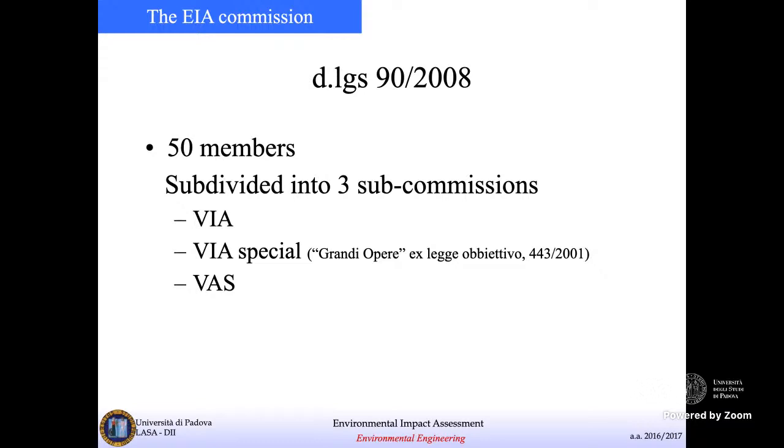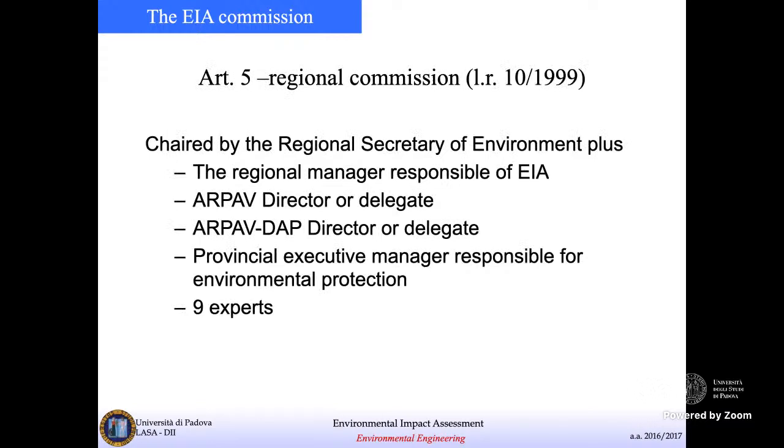Grandi opere means that some very relevant projects, very large in terms of economic and territorial dimensions, should be included. And then a commission for planning tools, that is strategic environmental appraisal, VAS in Italian. That is a subcommittee of the Environmental Impact Assessment Commission.